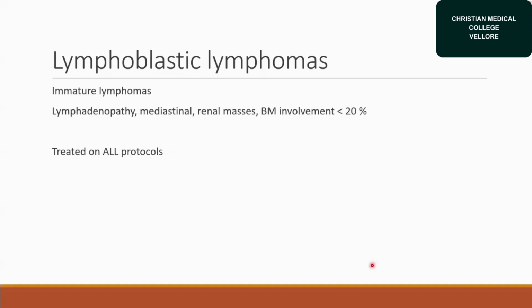When it is evaluated, it may reveal the diagnosis of a lymphoblastic lymphoma. When you call it a lymphoblastic lymphoma, the bone marrow involvement has to be less than 20%. Anything more than 20%, we call it a lymphoblastic leukemia. Either way, the treatment is on an ALL protocol, but our reassessment will differ. So how do you treat these patients?